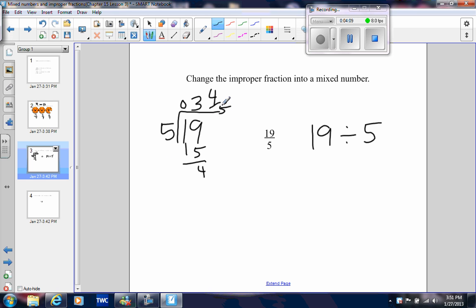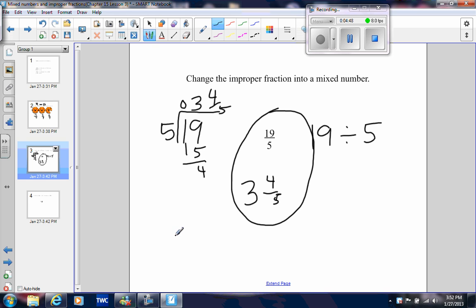And that's really helpful because that tells us what our mixed number is. Our mixed number is 3 whole things right here and 4 fifths. That's the way we wrote our remainder as a fraction when we studied division. So that's how we change this improper fraction into this mixed number. And these two are equivalent. They are the same amount written in different ways. This one is an improper fraction, this is a mixed number, but they are equal.